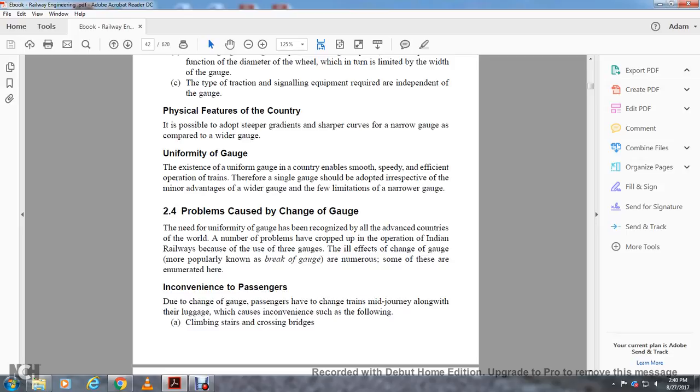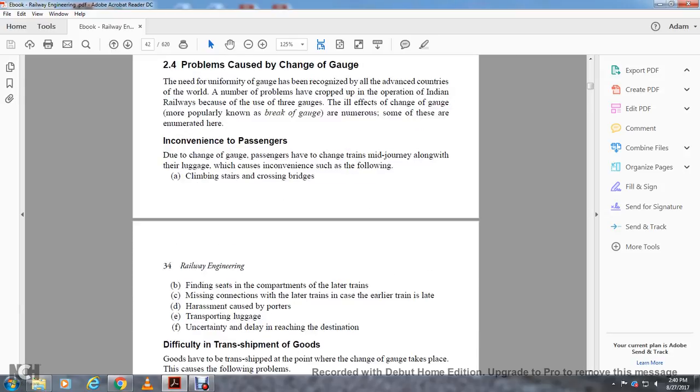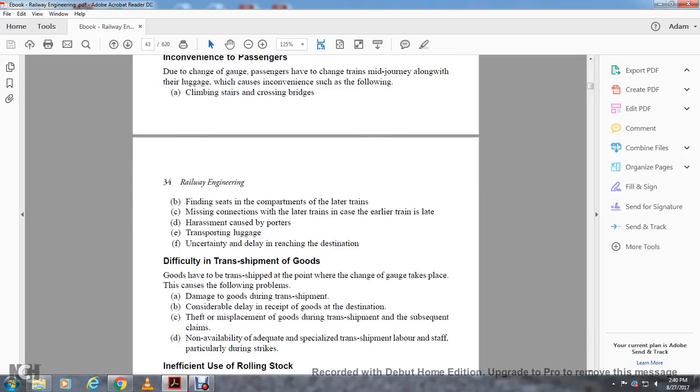First, inconvenience to passengers. Due to the change of gauge, passengers have to change trains mid-journey along with their luggage, causing inconveniences such as climbing stairs and crossing bridges, finding seats in the compartment, missing connections with later trains if the earlier train is late, harassment by porters, transportation of luggage, uncertainty, and delay in reaching the destination.